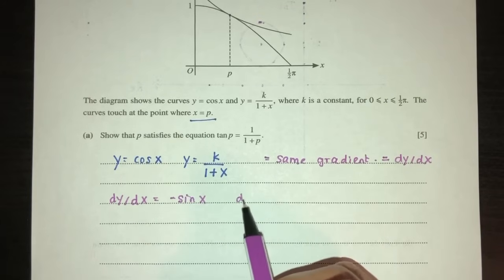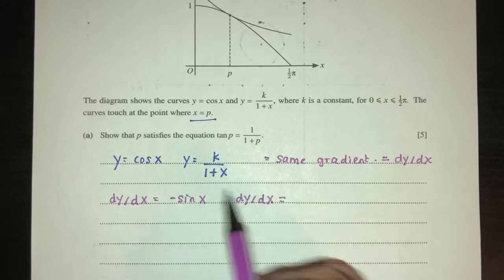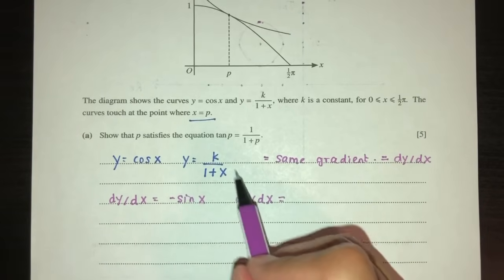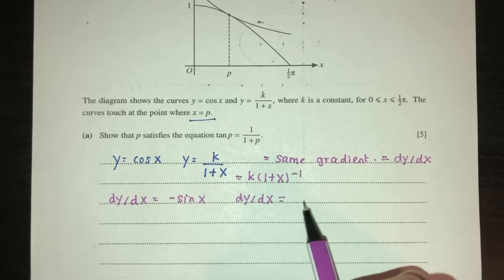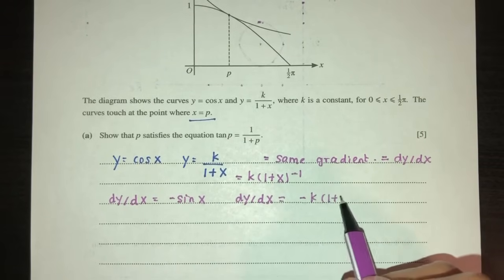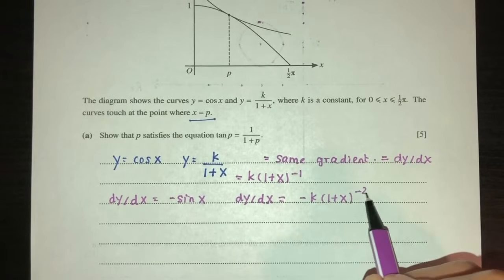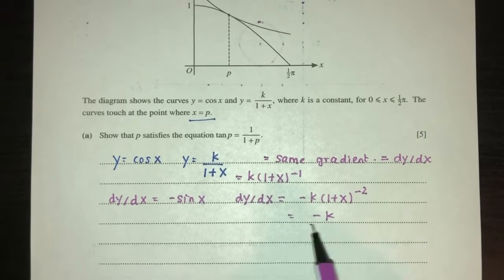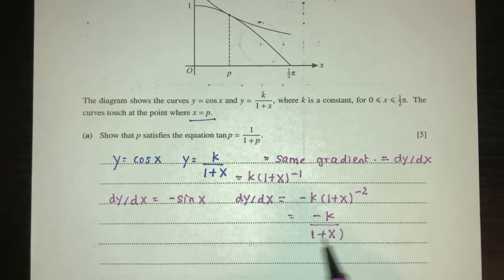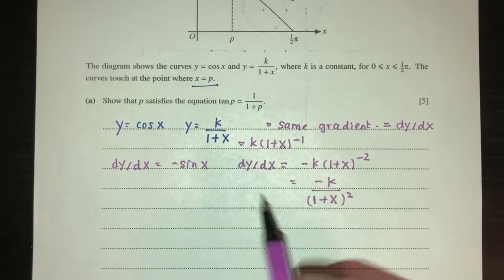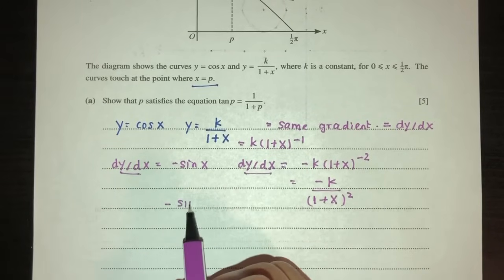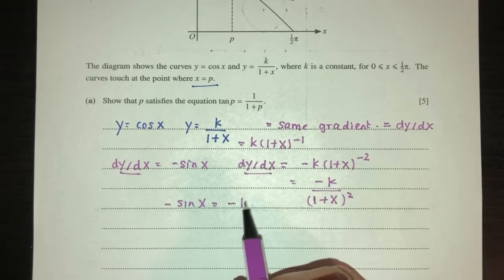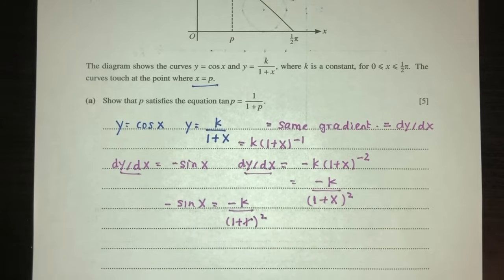This one will become dy by dx what? If you rewrite this down, we have k times 1 plus x power minus 1, so it becomes minus k times 1 plus x power minus 2. That will become minus k over 1 plus x power 2. So they have the same gradient. So this is equal to this. So we write down minus sine x is equal to minus k over 1 plus x power 2.